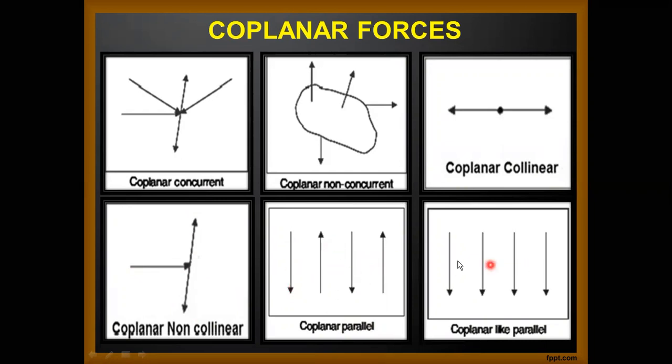Coplanar parallel forces might be like forces or unlike forces. What is the difference between like and unlike? You see here all the forces are acting downwards and they are parallel to each other, and they are acting in a single plane. So it is called coplanar like parallel forces, and this one is called coplanar non-like parallel forces. That is, they are parallel and acting in the same plane, but they are acting along different directions.